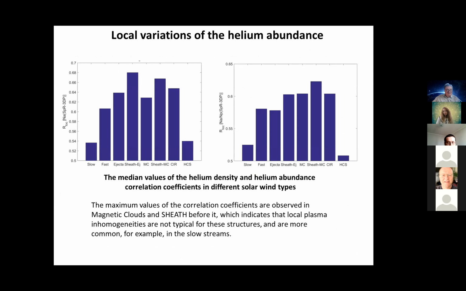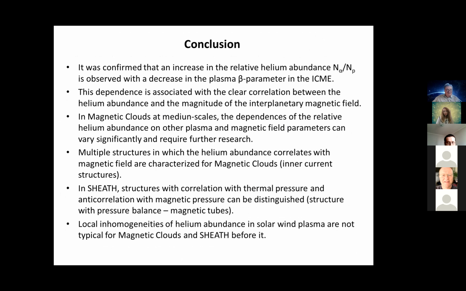The maximum values of the correlation coefficient are observed in magnetic cloud and sheath before it, which indicates that local plasma inhomogeneities are not typical for these structures and more common, for example, in the slow streams. Let me summarize the results.